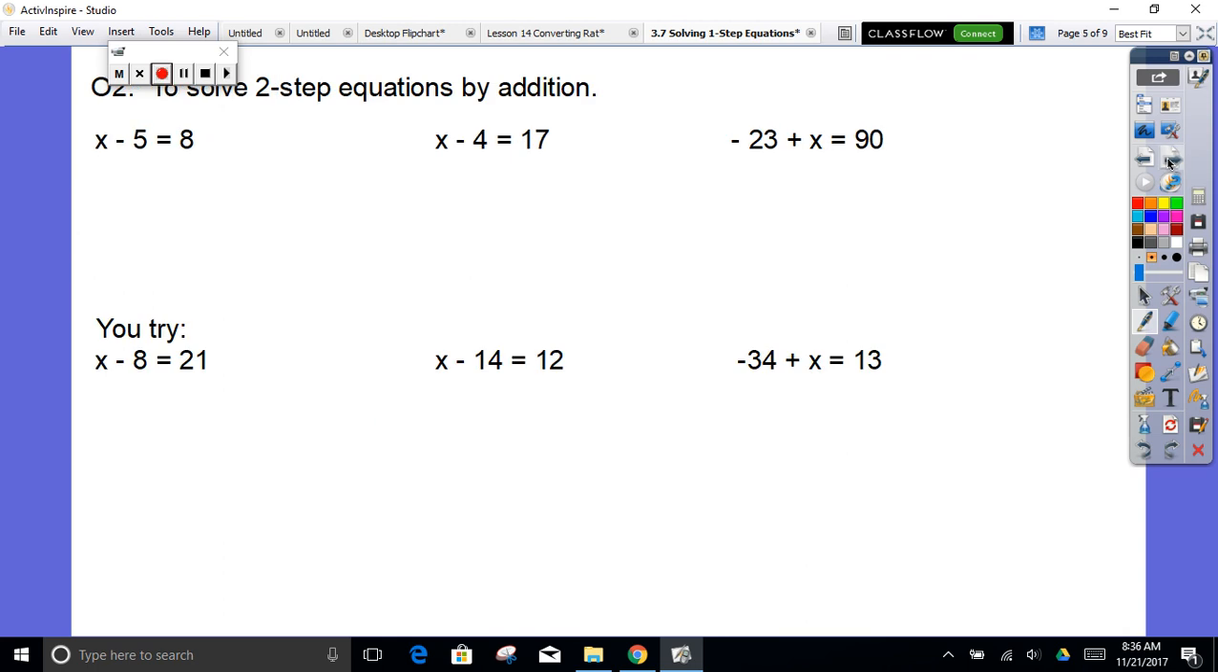Okay, next we're going to solve two-step equations by addition. So these ones show subtraction. To undo subtraction, we add. So we add 5, again, to both sides.